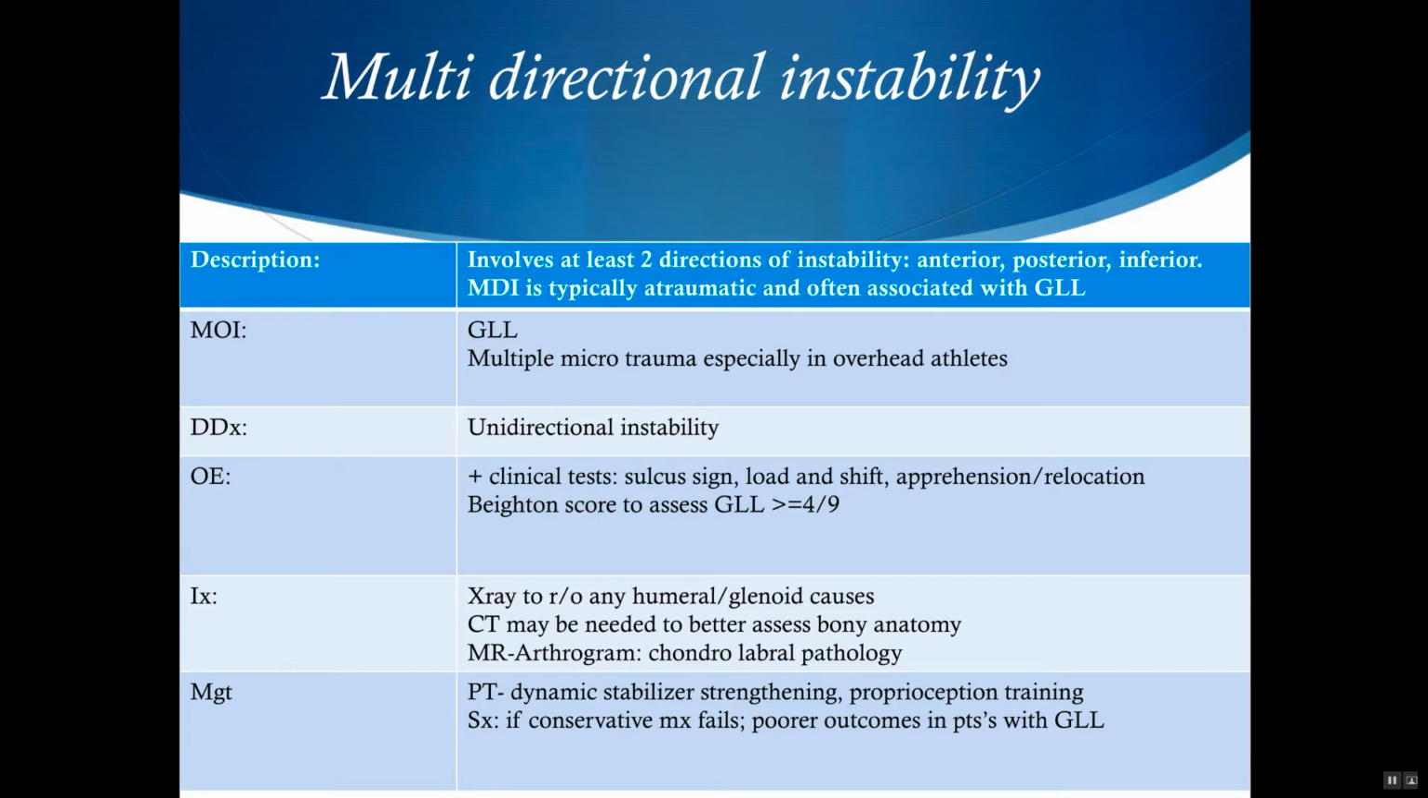Investigations for this condition are similar to those previous, and management most of the time for these patients is to focus on therapy, again, proprioception training and dynamic stabilizer strengthening. Surgery may be considered if conservative management fails, but given that most of these patients don't have any significant structural pathology, surgical management tends to lead to poor outcomes, especially in those with underlying generalized ligamentous laxity.